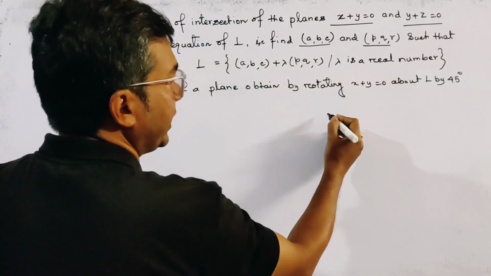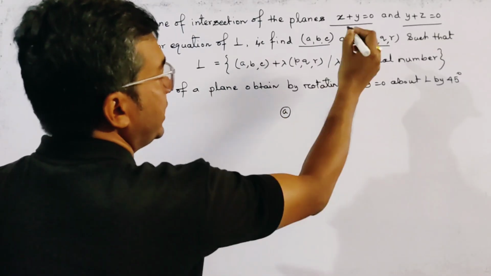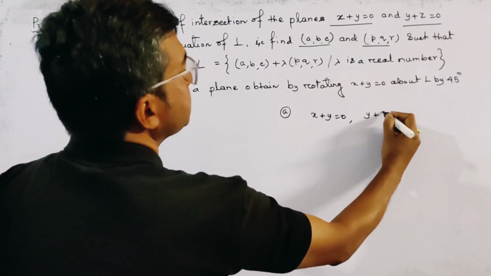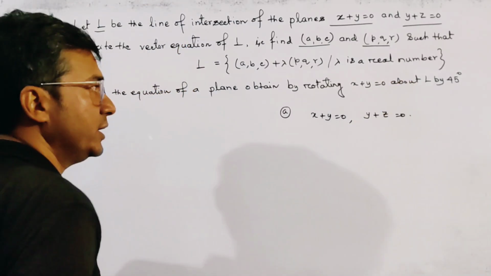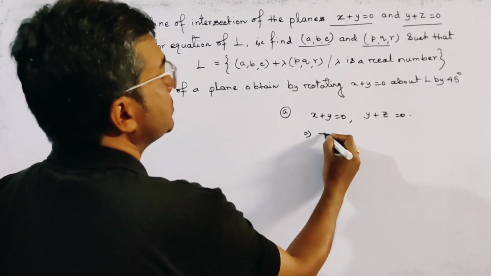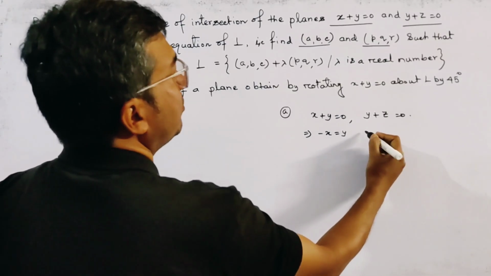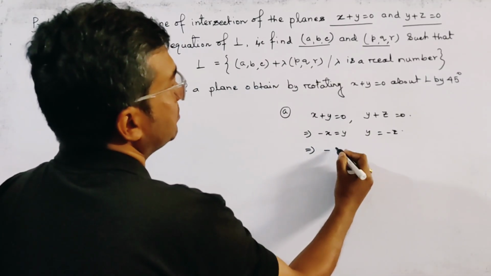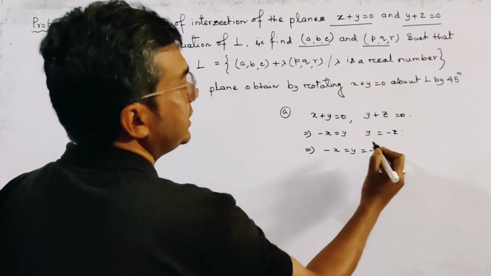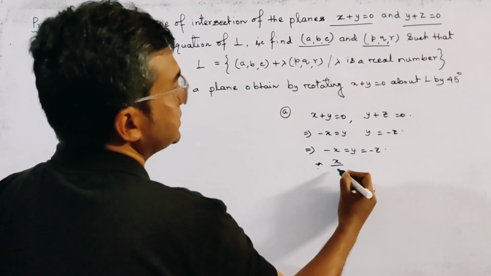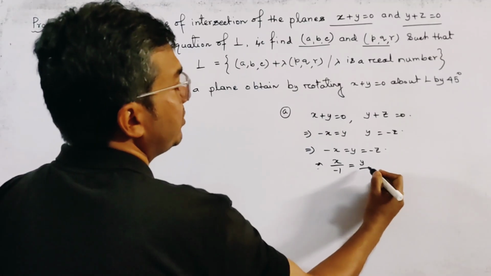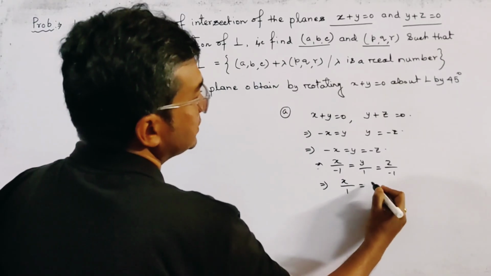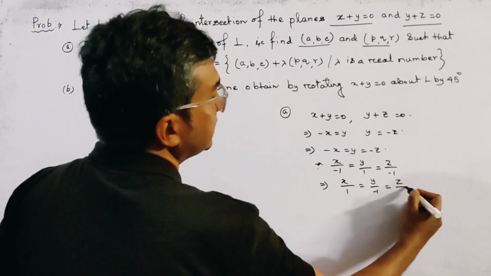For the answer of the first part, the planes are given by x + y = 0 and y + z = 0. Very simply, we find that minus x equals y, and from here we get y equals minus z. So we can write minus x = y = minus z, and this can be written as x/(-1) = y/1 = z/(-1), or we can write it as x/1 = y/(-1) = z/1.